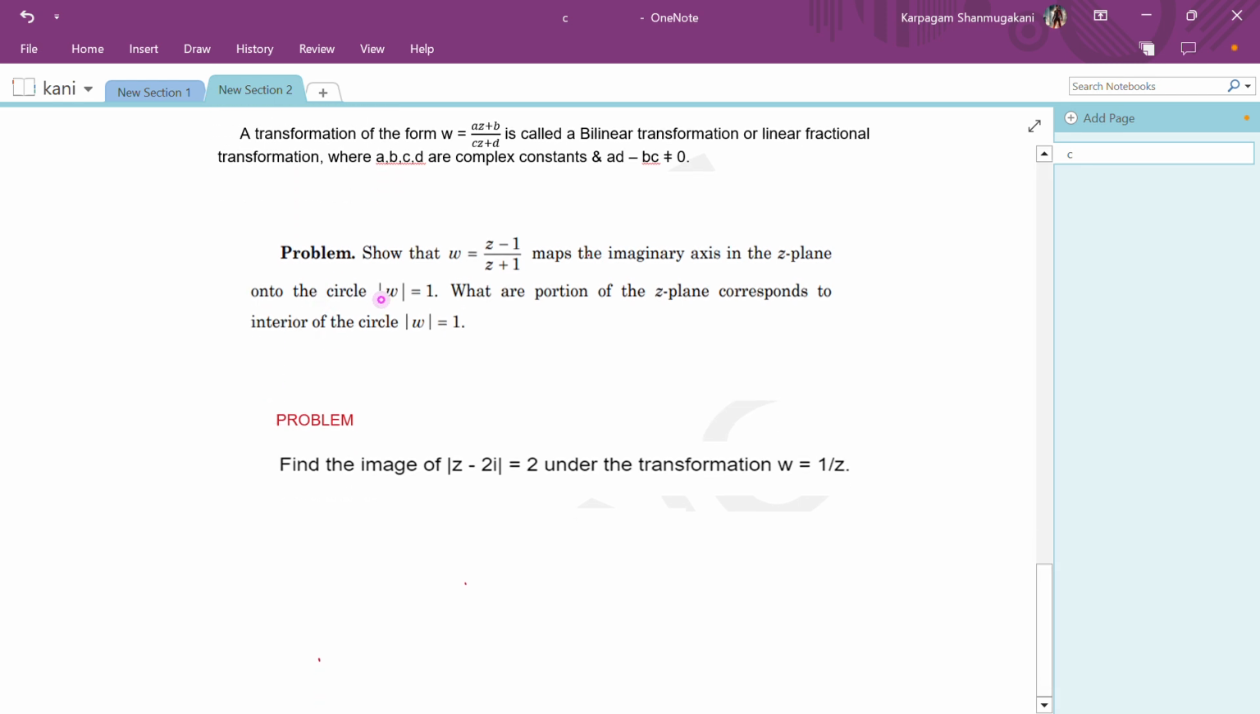First one, show that W equal to (Z minus 1) divided by (Z plus 1) maps the real axis in Z plane onto a circle modulus of W equal to 1. And next question, what is the portion of Z plane that corresponds to the interior of the circle C?